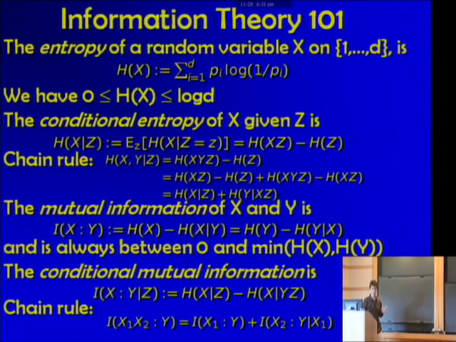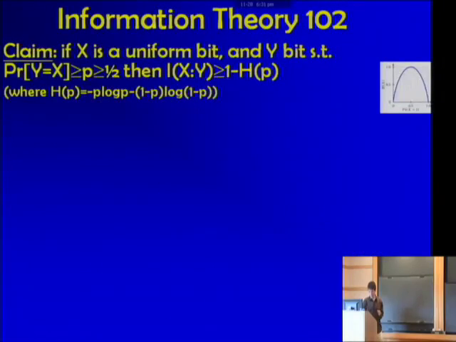Okay. Soon, I hope in the next slide or two, you'll see why I'm doing this information theory 101. I also need something slightly more sophisticated, not much more sophisticated. It's a basic statement known as Fano's inequality. All it says is that if you have, say, in this case, 2 bits, x and y, and x is a uniform bit, and y has, with high probability, y equals x, so y kind of predicts x well.